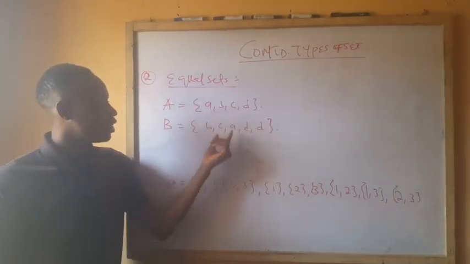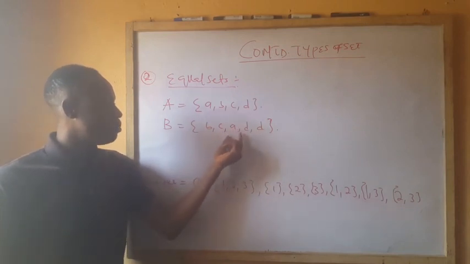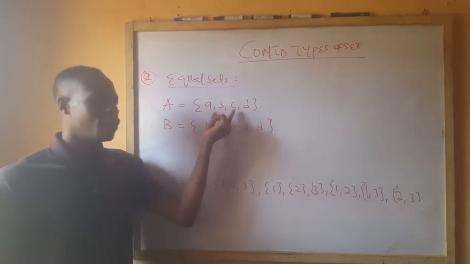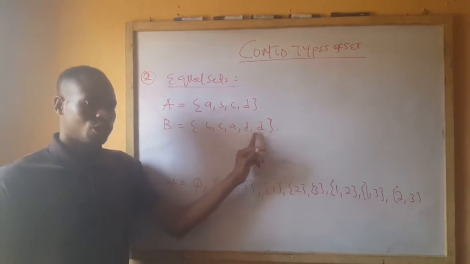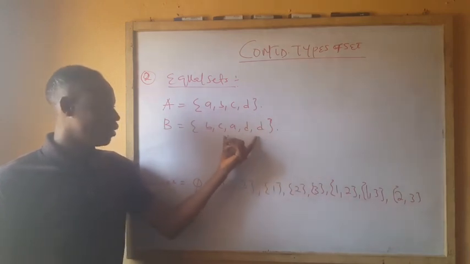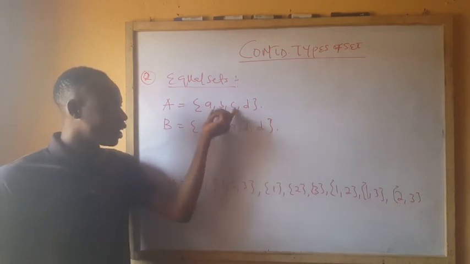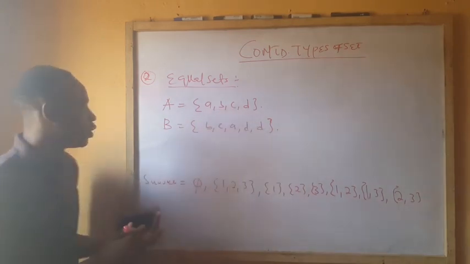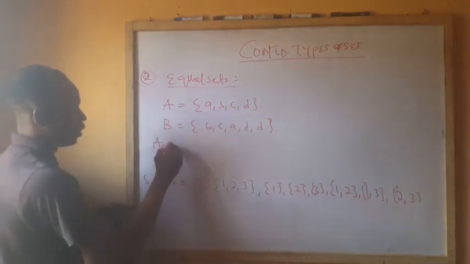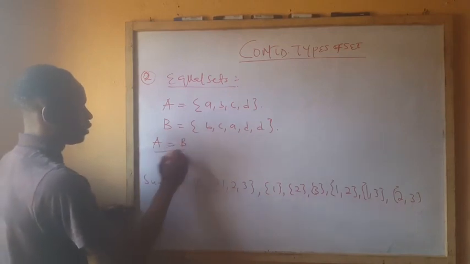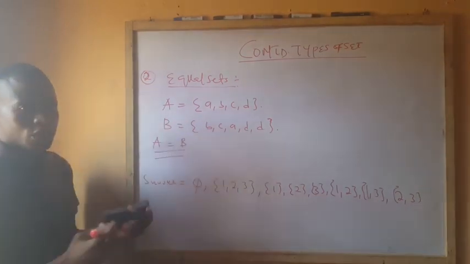If you look at it, when you arrange this one, you still have A, B, C, and D, and you also have A, B, C, and D without repetition. This is actually containing 5 elements. This is actually containing 4 elements. But this has what this one has. So they are said to be equal. So set A is equal to set B. That is what equal sets are all about.